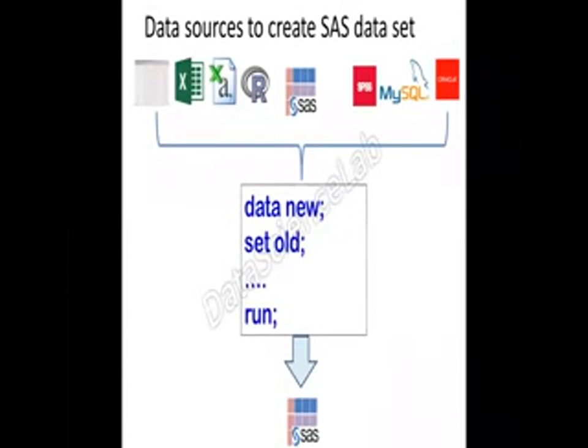So these are the various data sources that we can use to create your SAS data set. It could be a CSV file, a tab delimited file, Excel file, or R file, or maybe R data, a data frame, SPSS, MySQL, Oracle, any type of database file that you can read into SAS. And of course, you can read a SAS data set and create another SAS data set from that particular data set. The typical program would look something like this: data new semicolon set old semicolon. And if you are creating some more variables, you might write it over here. Otherwise, end run semicolon. So that is the way you will end your data step.